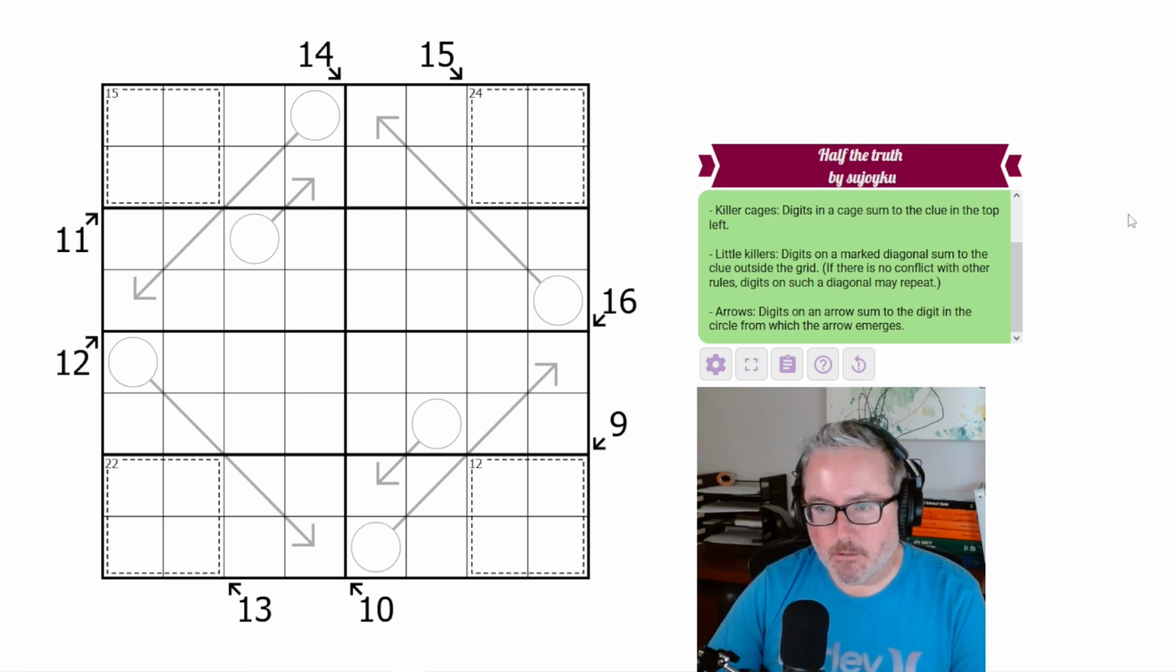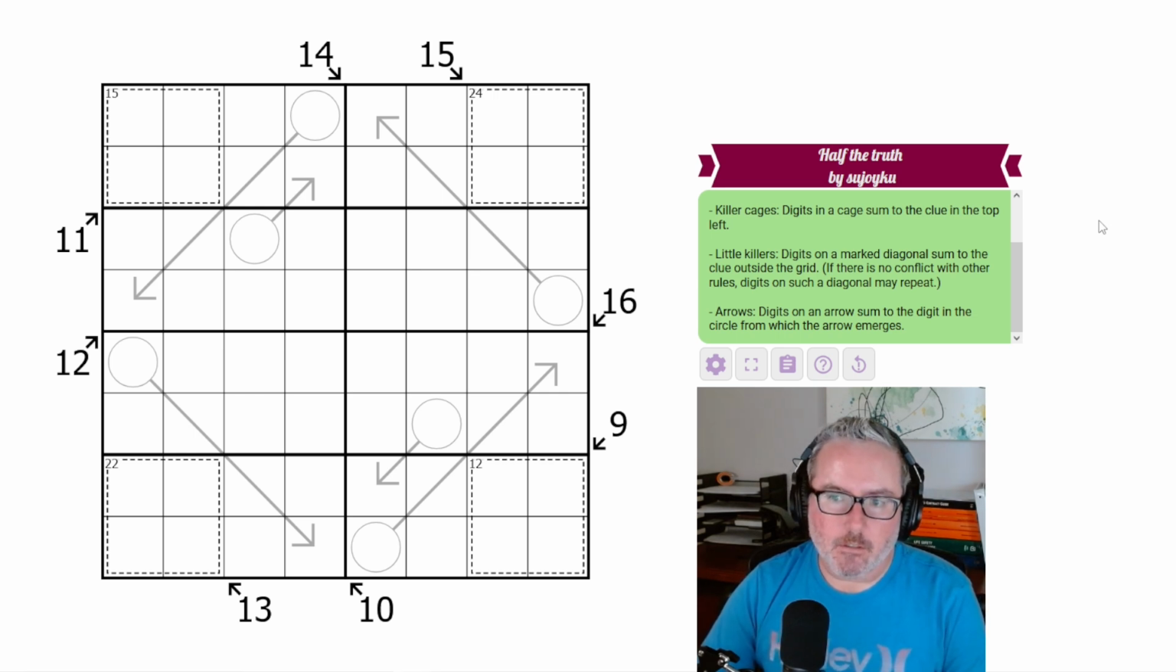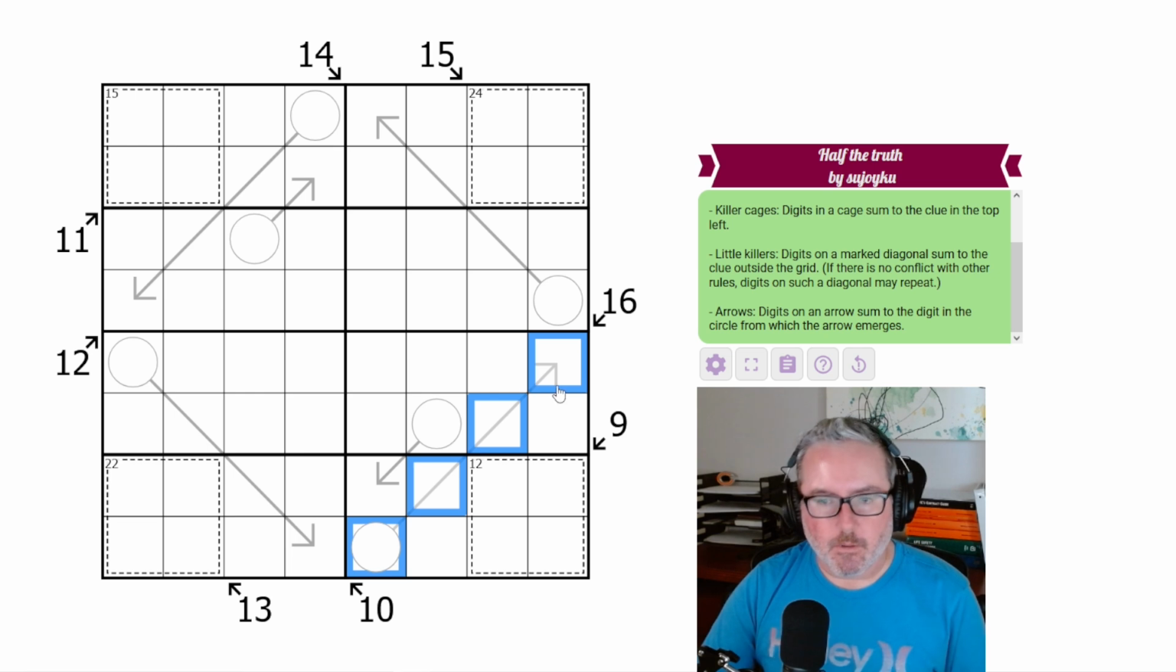Then we have little killers, so digits on a marked diagonal sum to the clue outside the grid. If there is no conflict with other rules, digits on such a diagonal may repeat. So that's kind of your standard little killer rule. Let's look at the 16 here. So all 4 of these digits, when they're added up, will add up to 16.